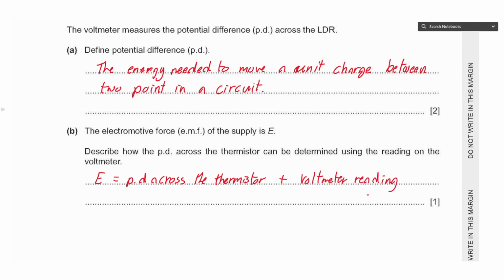That's like saying in series, the voltage of the supply is divided across the components connected in the circuit. So we have a thermistor and an LDR. We add these voltages to get the voltage of the battery, or the EMF of the battery.